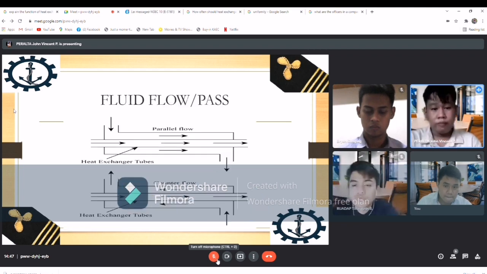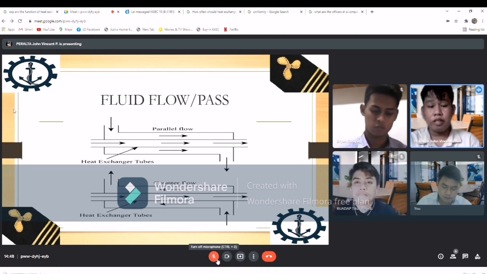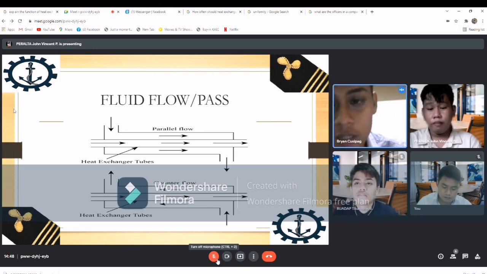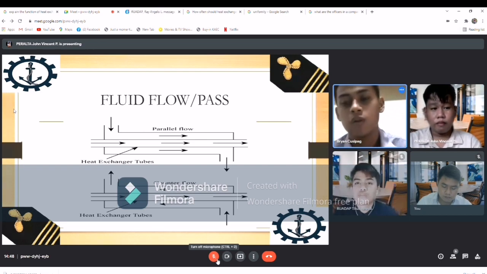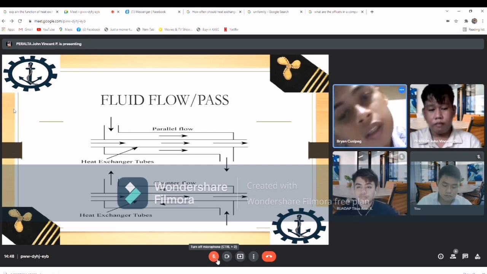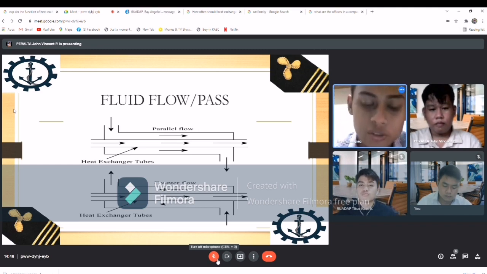Next is the fluid flow or pass. Next, Mr. Kusipag. Good afternoon, sir. In our heat exchanger, we have two kinds of flow and two kinds of passes. First, here in our presentation, as you can see, we have parallel flow, and the second one is the counter flow. The first one I've been talking about is the parallel flow, and this is the process of the parallel flow in our heat exchanger.